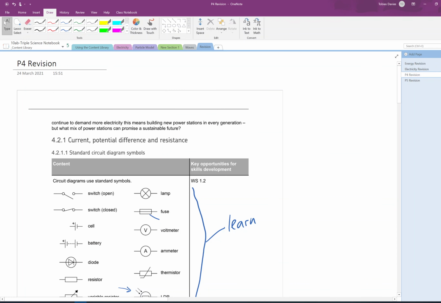Okay, in this video I'd like to take you through the electricity part of the GCSE physics for both triple and for combined science. So I'm going to look at just the electricity section of the specification, and I've got some notes which I'll hopefully help guide you through what it is that you need to know.